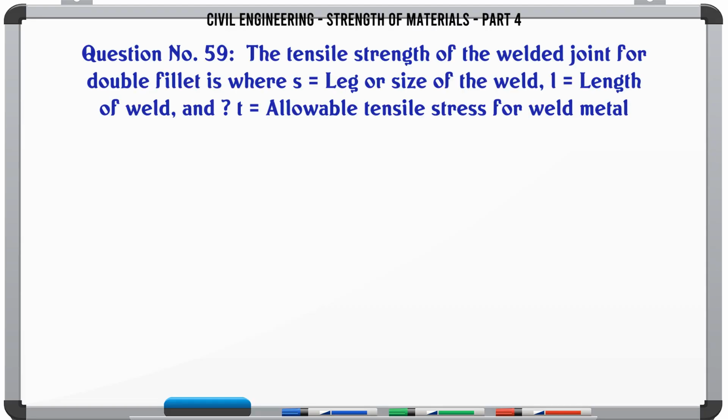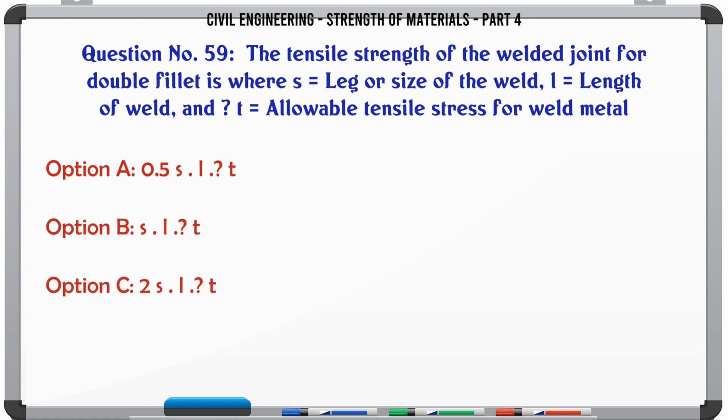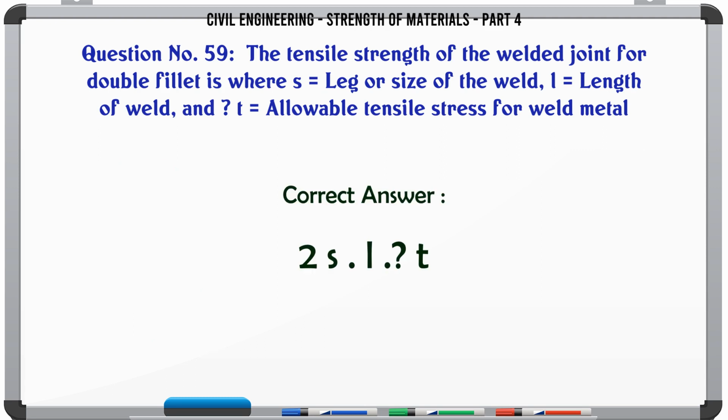The tensile strength of the welded joint for double fillet is, where S is the leg or size of the weld, L the length of weld, and T the allowable tensile stress for weld metal. A. 0.5 S, L, T, B. S, L, T, C. 2 S, L, T, D. 2 S, L, T. The correct answer is 2S, L, T.